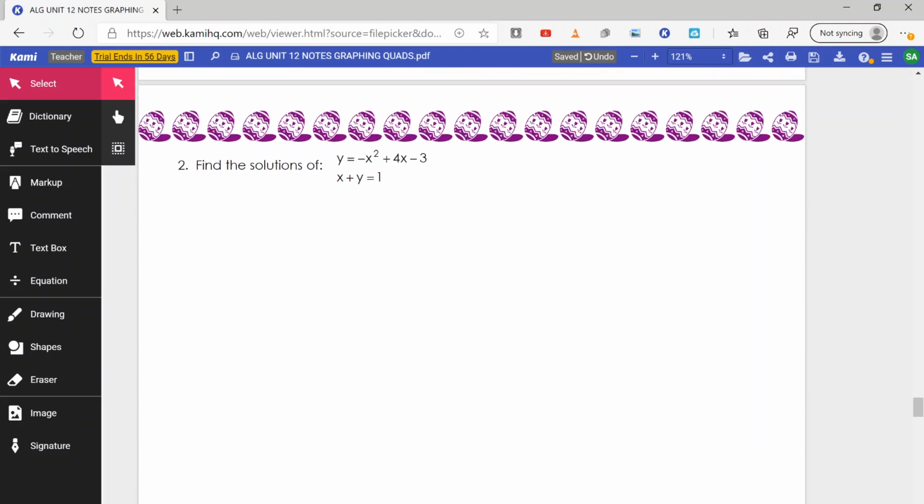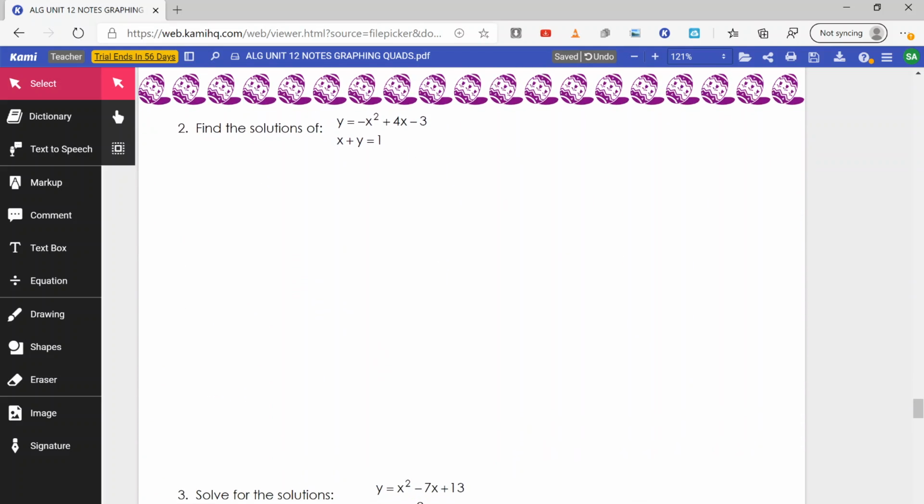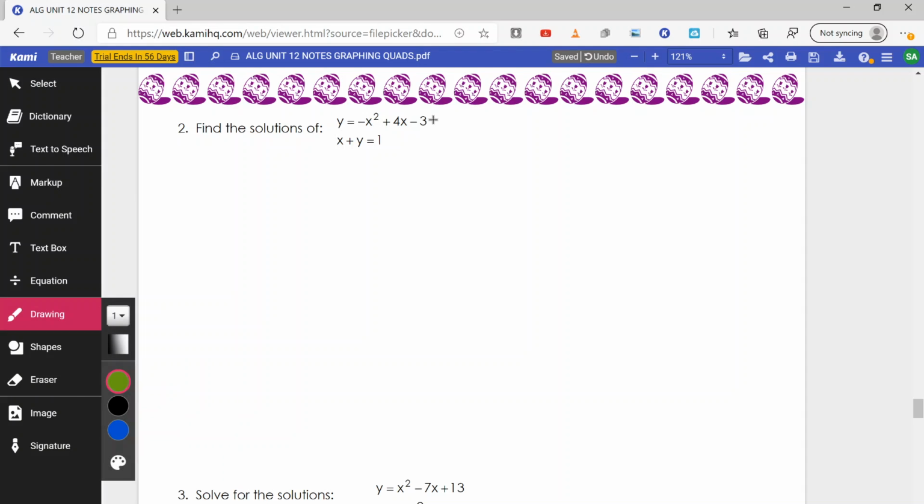Now what happens when we don't have the proper format? In this case, we have y equals negative x squared plus 4x minus 3 and x plus y equals 1. Again, both equations have to be y equals, so the top equation, the quadratic equation, is good. But the bottom equation is not. So we have to move the x on over. So we're going to subtract x. So we end up with y equals 1 minus x.